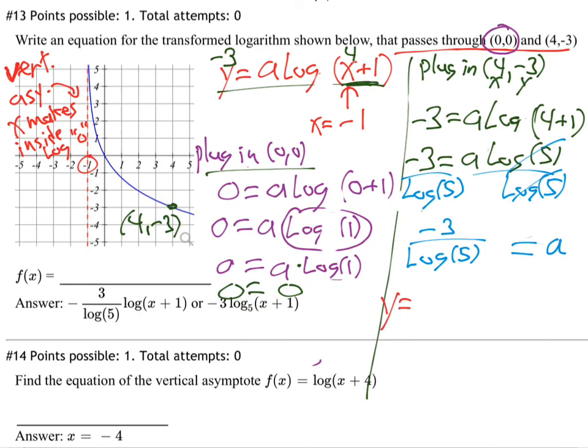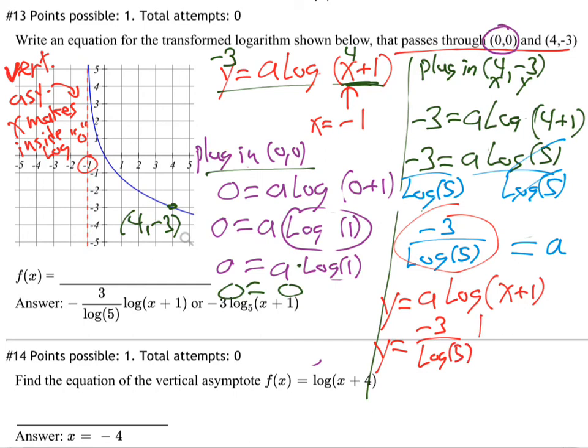So then our answer is y equals a log of x plus 1, and the a is this. So -3 over log 5. That's weird, but that's all just a big number. Log of x plus 1. There it is. There's our answer. That was a strange one.